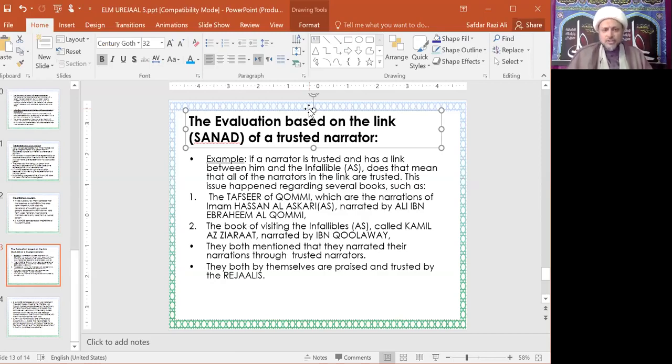Example, if a narrator is trusted and has a link between him and the infallibles, does that mean that all the narrators in the link are trusted?